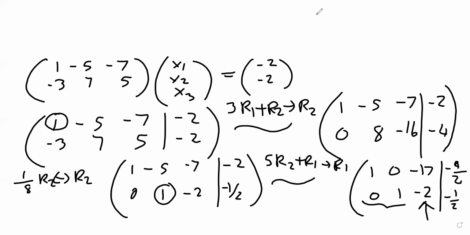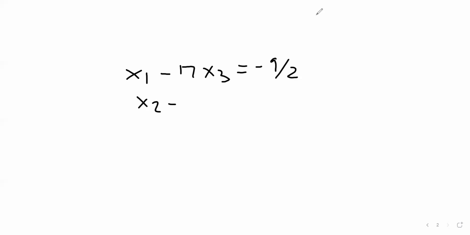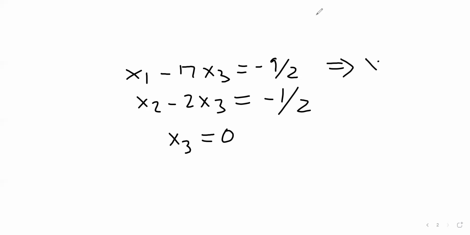So we can write the system corresponding to this. That's x1 minus 17x3 equals -9 over 2. And then here we have x2 minus 2x3 equals -1/2. Okay, so x3 is free. If I just want to find one x that satisfies this, I can choose x3 to be 0. Therefore, if I substitute it in the first equation, x1 is -9 over 2. If I substitute it in the second equation, x2 is -1/2.